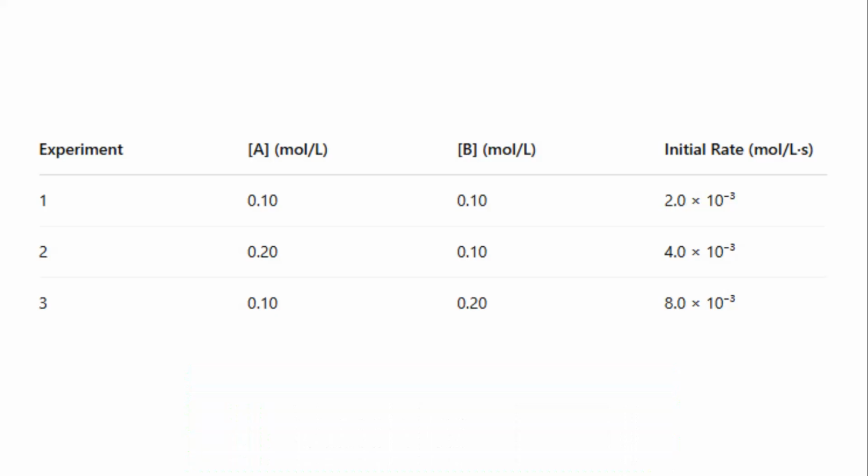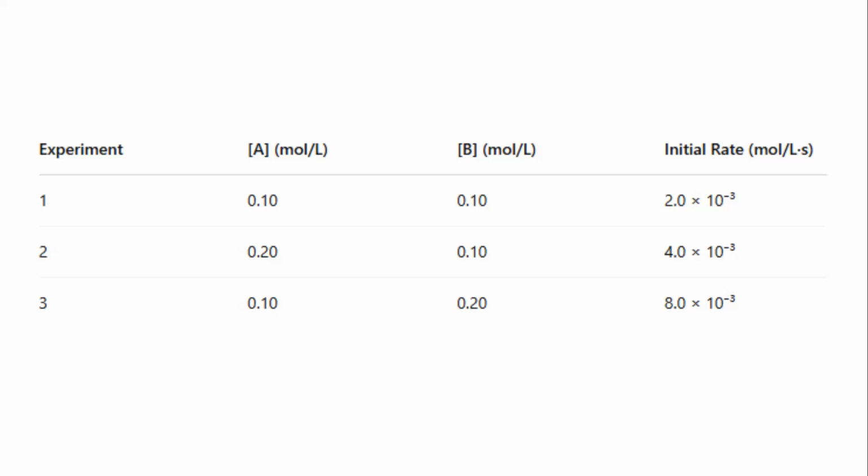But then a third experiment was done where the concentration of A was put back to the original 0.1 mole per litre, but the concentration of B was doubled to 0.2 mole per litre. This had the effect of multiplying the initial rate by 4. We've gone up to 8 × 10^-3 mole per litre second.